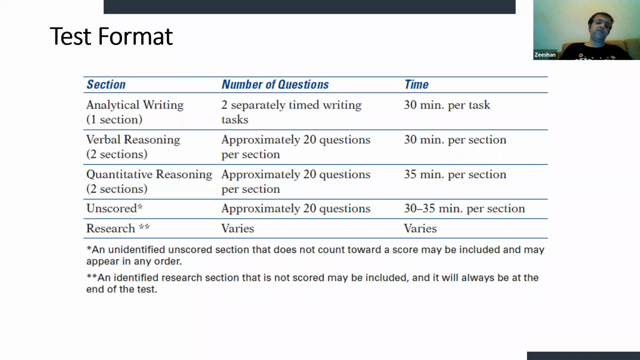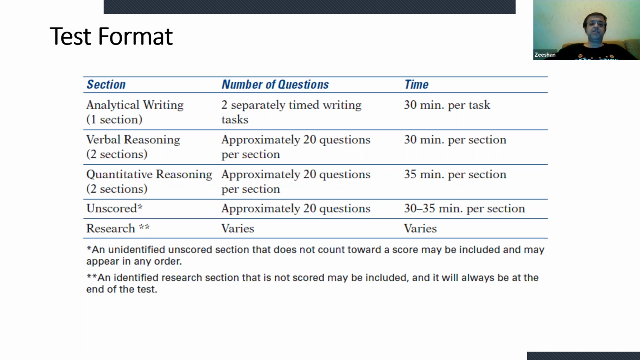So if you get a 5th section, don't worry about it. Just do it as you would any other section. Just focus on each and every question and each section. If you have 5 sections, don't worry about it, just do it.